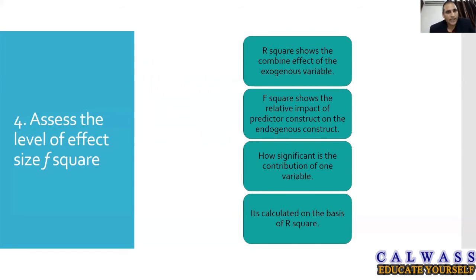The next is to assess the level of effect size. This is very important. R square tells us the combined effect of IVs on the DV. The effect size tells us the effect of each individual independent variable. R square tells us that together, my 3 IVs, my 4 IVs explain this much variance in the DV. If we want to see which IV has more effect on the DV, we can see it through effect size. Effect size will be reported for each and every IV.